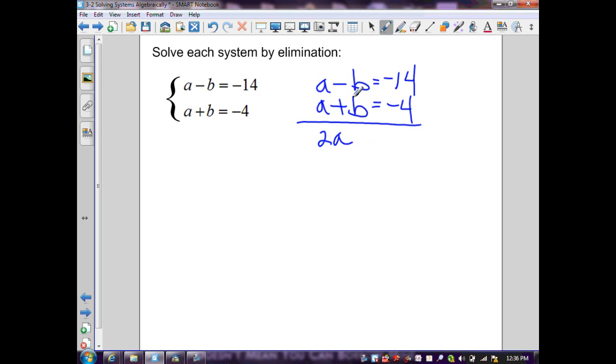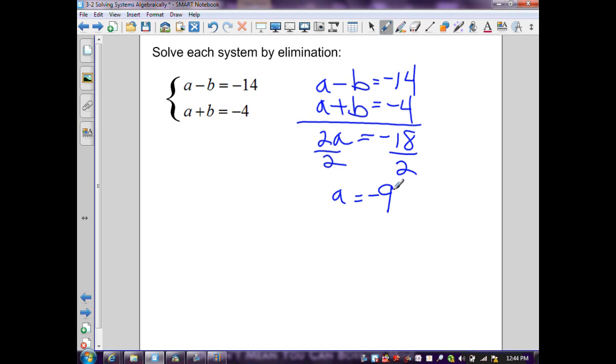My B's will eliminate because when I add them, negative 1 plus 1 is 0, and that equals negative 14 plus negative 4. That gives me negative 18. Now I have a simple equation that I can solve. I just divide both sides by 2, and I get A equal to negative 9.